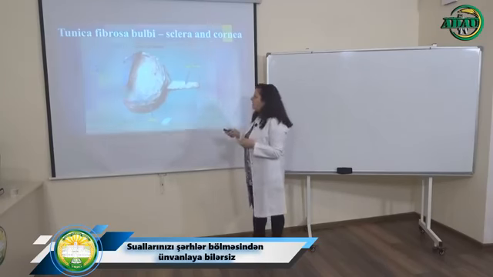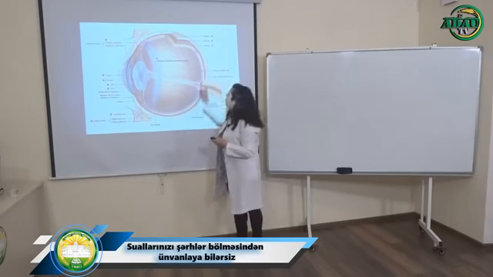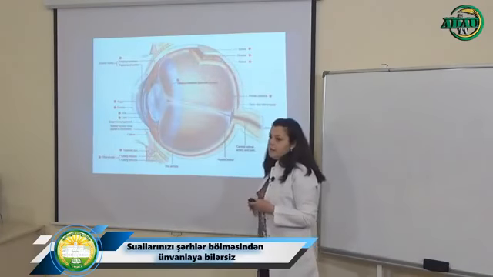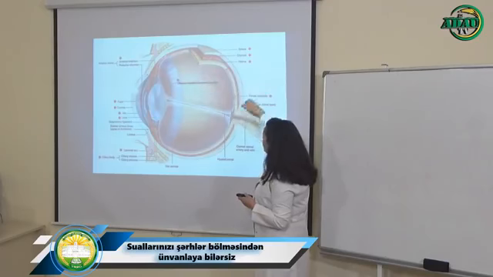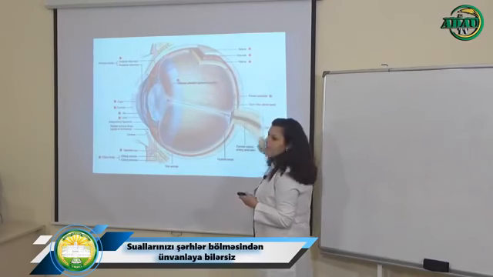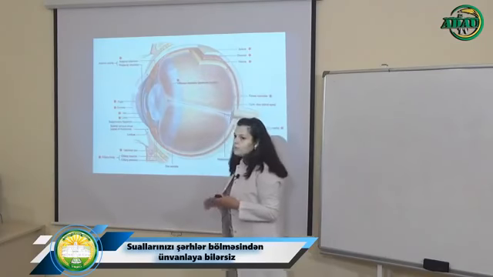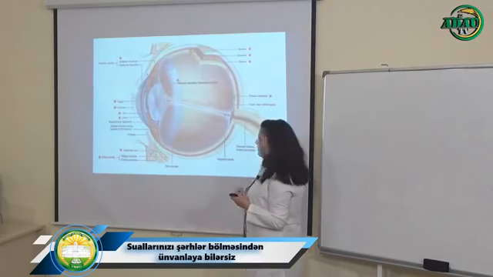What else? Here you can see again this white part is the sclera. Of course, all this part is the sclera. Sclera has different thickness in the different parts of the eyeball. The thickest part of the sclera is close to the posterior pole, close to the optic nerve. The thinnest part is close to the equator of the eyeball. Here the thickness is 0.5 millimeters, here 2 millimeters.